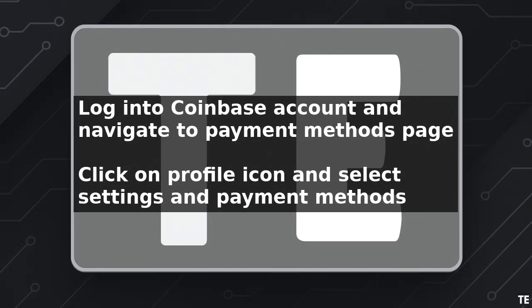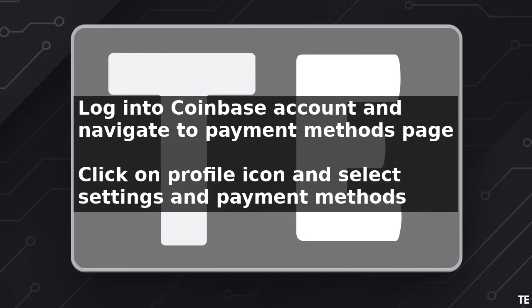To add a debit card to Coinbase, start by logging into your Coinbase account and navigating to the Payment Methods page. This can be found by clicking on the profile icon in the top right corner of the screen. Then selecting Settings and finally Payment Methods.